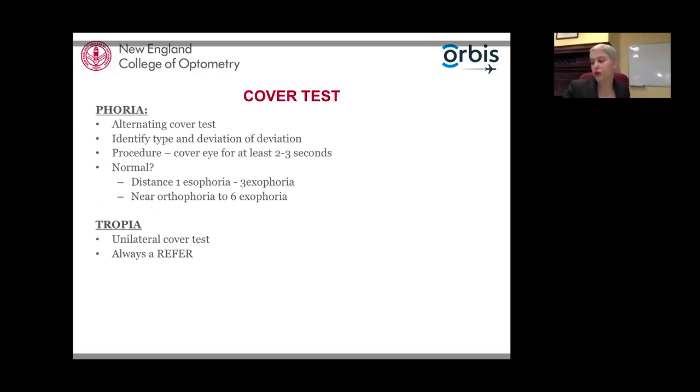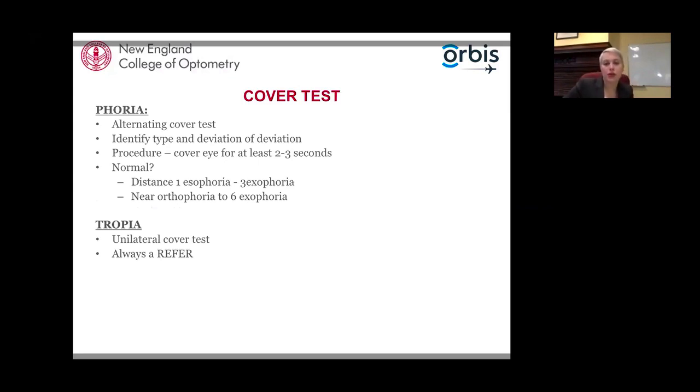So this is going to be our last slide here. I'm actually not going to go through it. I just wanted to make a point here that I've put in cover test, EOMs, and near point of convergence. In the interest of time, I'm not going to go through these tests, but I have outlined the procedures for each of them just to get you started on reading up on the procedure.